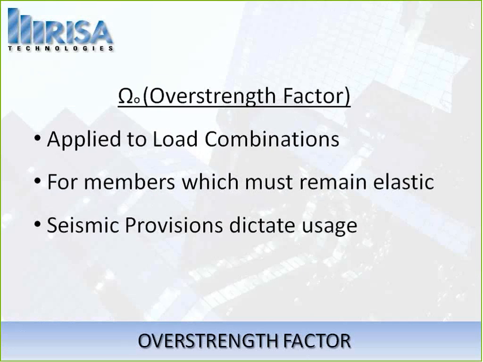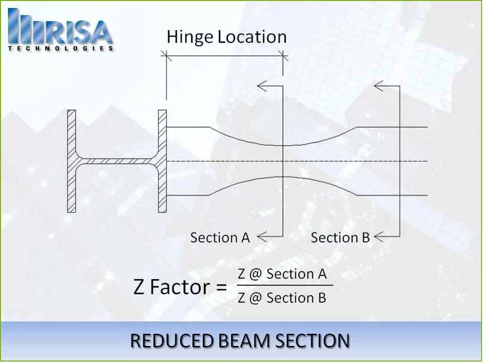I'm going to go to a slide that I have here that's relating to this one on the reduced beam section. So this is an overhead view of a reduced beam section, and what we can see is that the beam flanges are coped at a point near the column. This is in order to force a plastic hinge to form near the column, but not at the column, because we're going to want this beam to actually form a plastic hinge to dissipate all of the energy in the structure due to the earthquake.